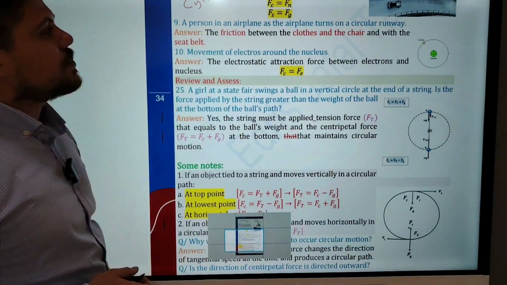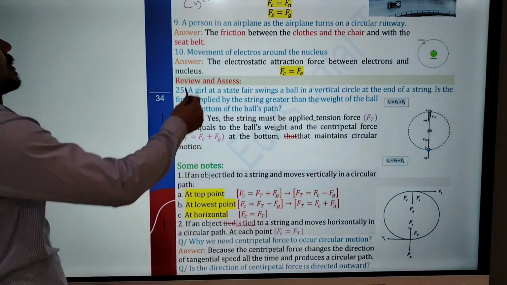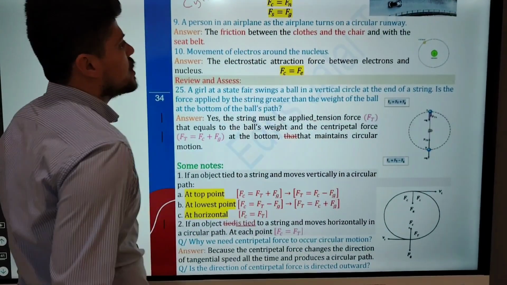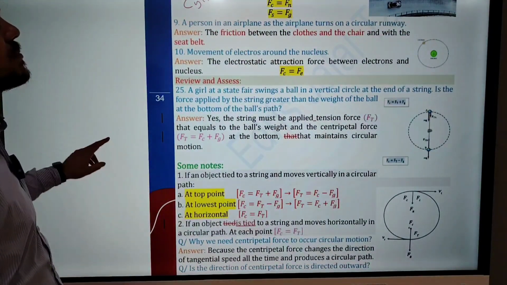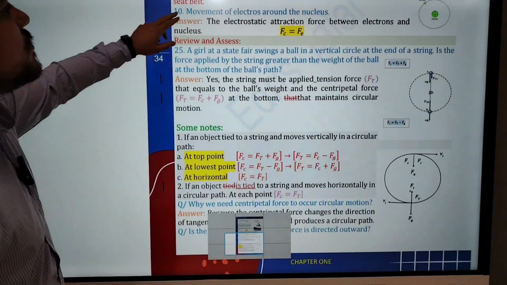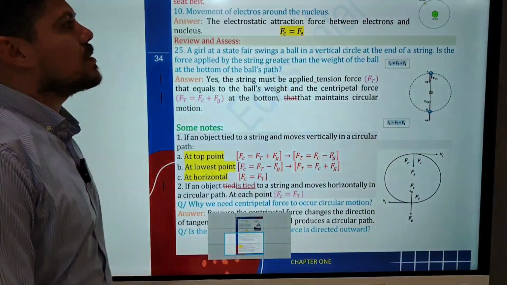A person in an airplane, as the plane turns in a circular runway, the friction between the clothes and the chair and with the seat belts. And also the movement of electron around the nucleus.